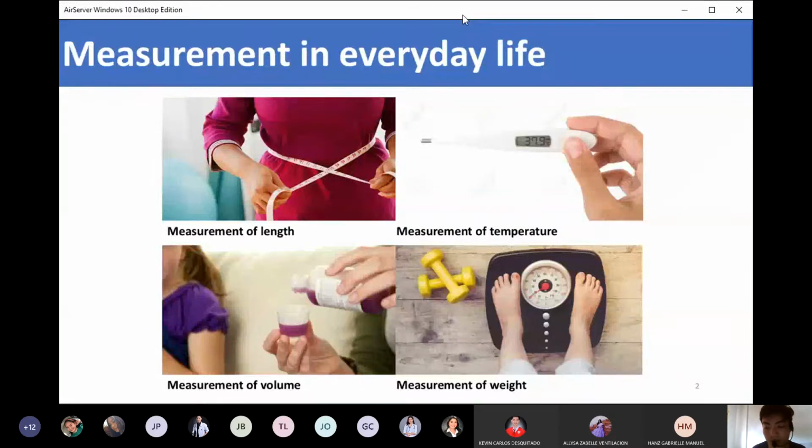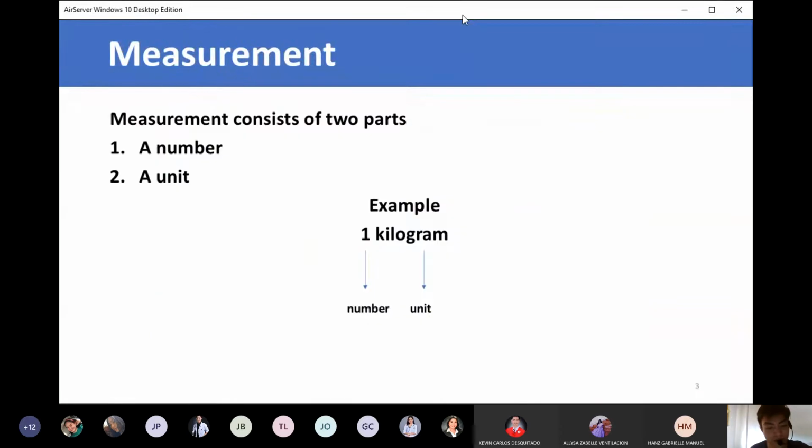And we should be familiar that our measurements have two components. The components of measurements are the number and the unit. The number tells us how much of the unit we have, so ilang units meron tayo. Example, 5 centimeters. How many centimeters do we have? 5. But the question is, what is a centimeter? What is a meter?